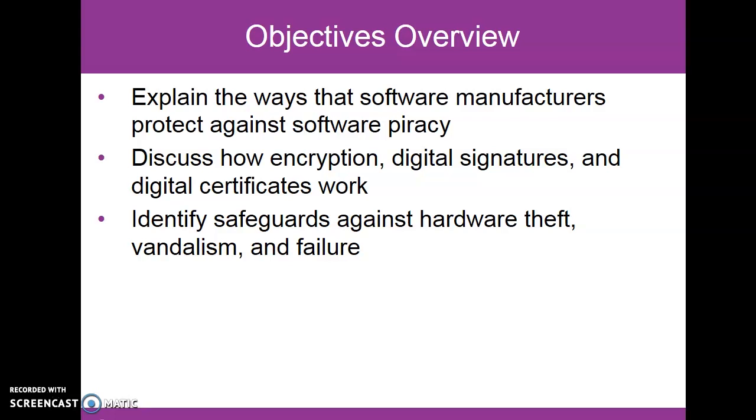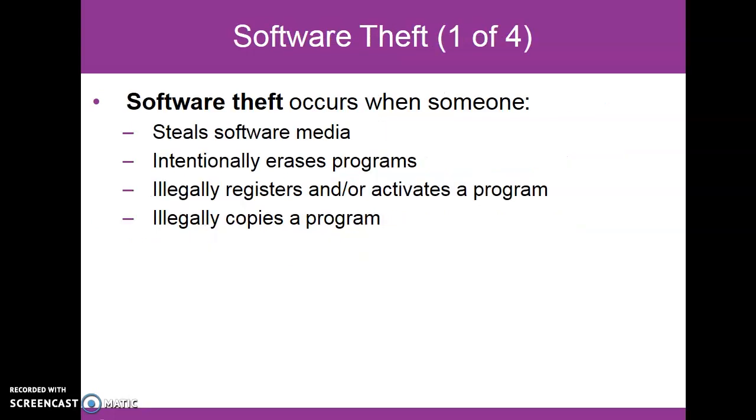Now let's start. First, software theft. Software theft occurs when someone steals software media, intentionally erases programs, illegally registers and activates a program, or illegally copies a program. Now, what do you mean by all of those? First, physically stealing software. For example, an unscrupulous library patron might steal a game CD or DVD in the library. So this is an example of physically stealing software.